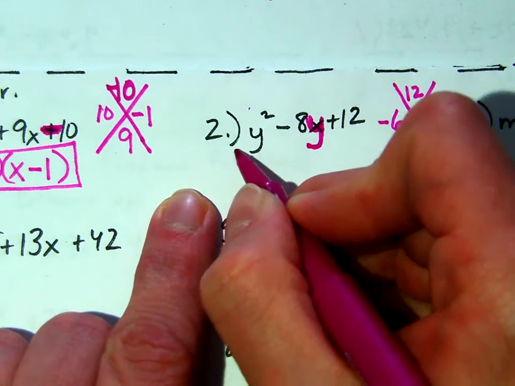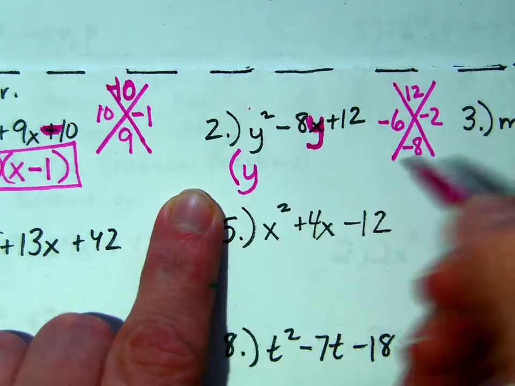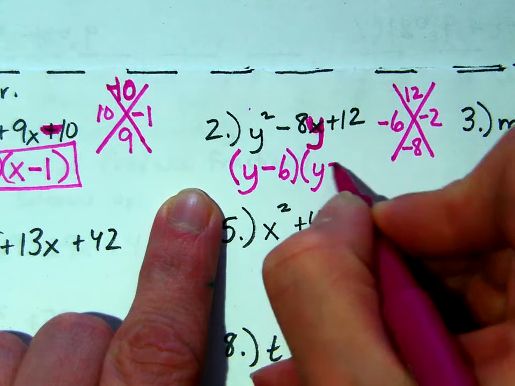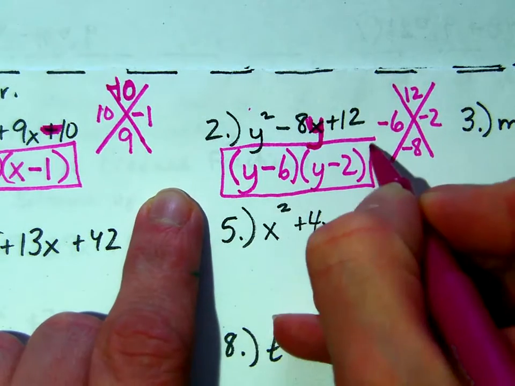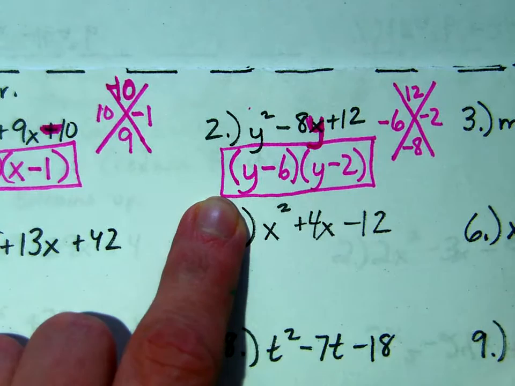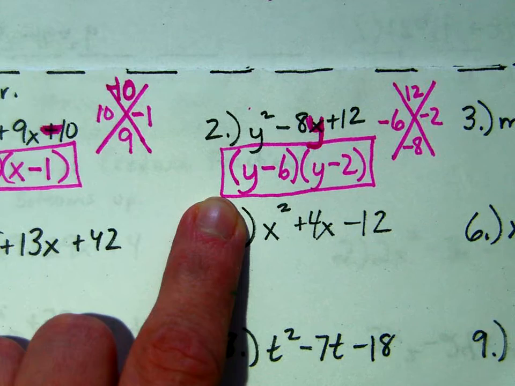So when we do our parentheses, make sure that you're using y, because this is the variable that they have. So y minus 6 and y minus 2, and that's my answer. And you can check these answers, by the way, by just doing FOIL and multiplying it all out, distributing it all out, and you can see that it'll work.